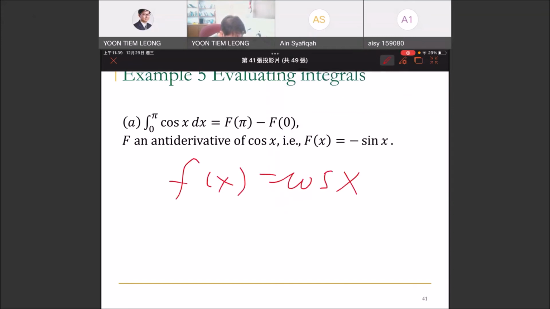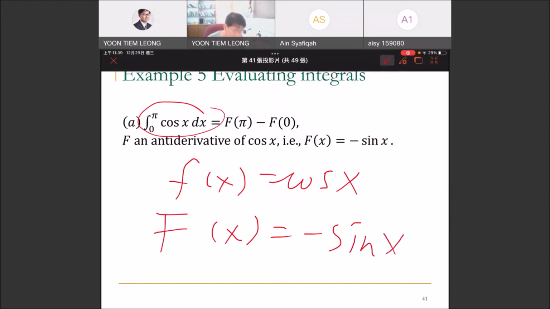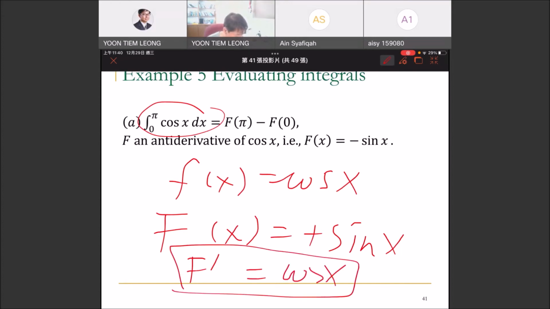Then in order to calculate the integration of cos x, you just have to think what is the antiderivative of cos x. So the antiderivative of cos x is just sine x. Why is that so? Because F prime of x will just give you cos x. So that is the only hint that you get to find out what the capital function F is. Given this function, the antiderivative is this.